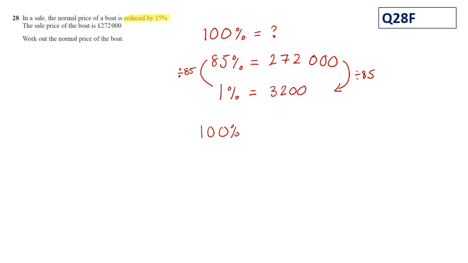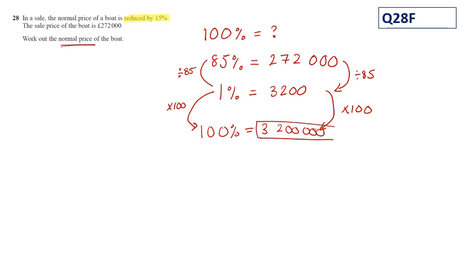3,200. So 1% of the original price is 3,200, and to find 100%, I'm going to multiply that value by 100. So to get from 1% to 100%, I multiply by 100. So to get the final price, I also need to multiply that value by 100. So 3,200 times 100. Again, I can do this in the calculator. However, I might not need to. That's going to be 3,200,000. So the normal price is £3,200,000, and that's the answer.